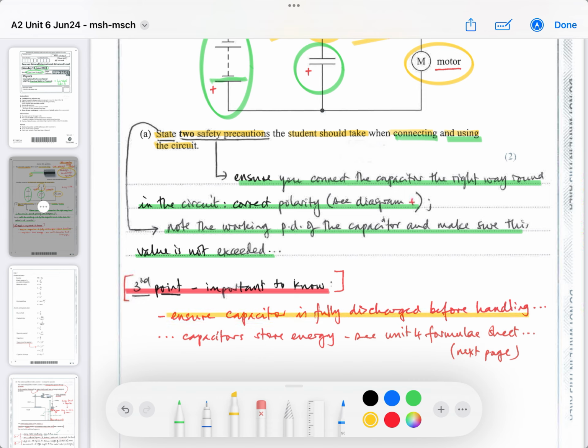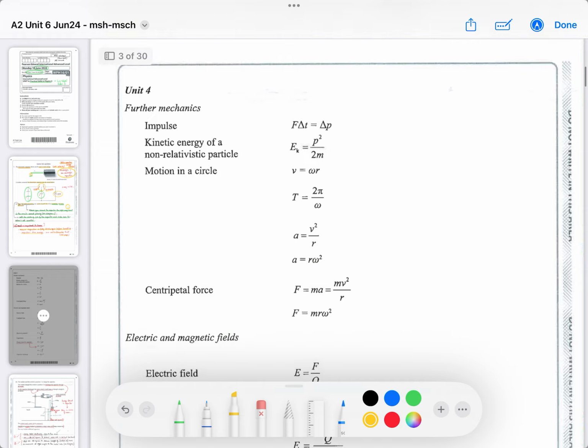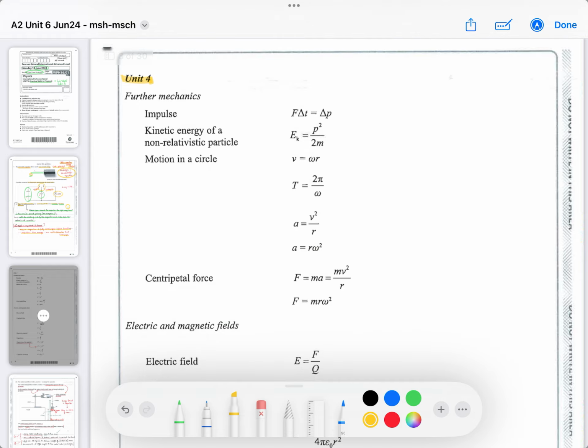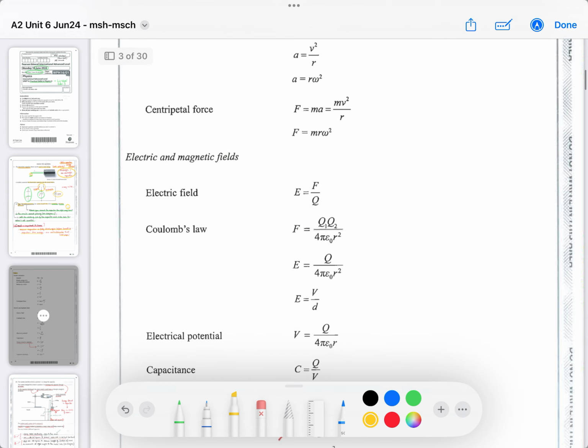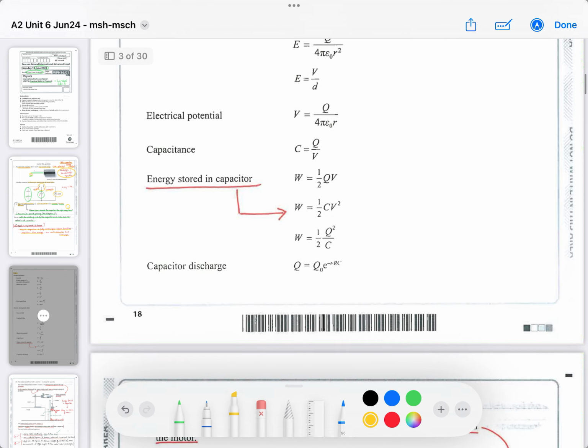because a large capacitor can store a large amount of charge, and this can actually give you a shock. Capacitors store energy, and you can have a look at the formulae on the next page. You have a formula sheet to see the equation for the energy stored in a capacitor. Any 2 of these points will get you the 2 marks. Here we have the Unit 4 theory section, which went through further mechanics, fields, and part of fields. It's got the energy stored in a capacitor.